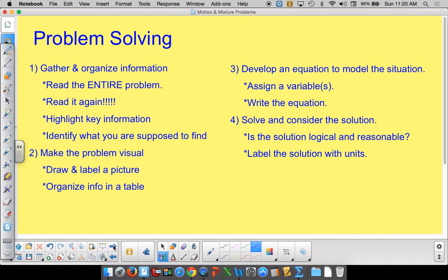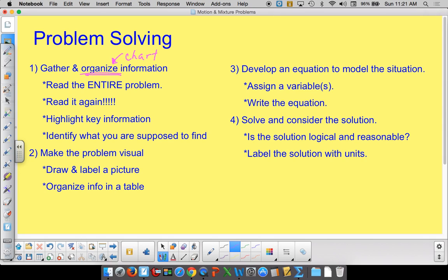Then read it again. You need to highlight key information that you're reading. And most importantly, identify what it is they want you to find. 95% of the time, your variable is going to represent what they ask you to find. So if you identify what you want to find, you'll know what to set your variable up for. Of course, the other part, when I said earlier that we were going to organize, that's often organizing things in a chart. Taking time to arrange the information so you understand it.